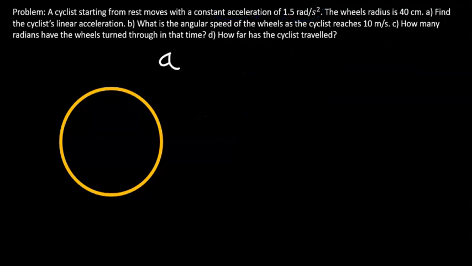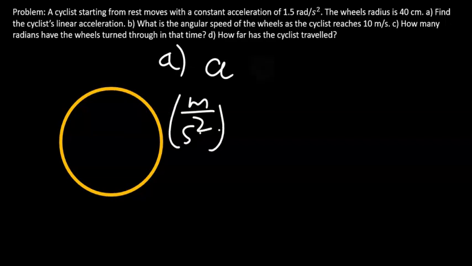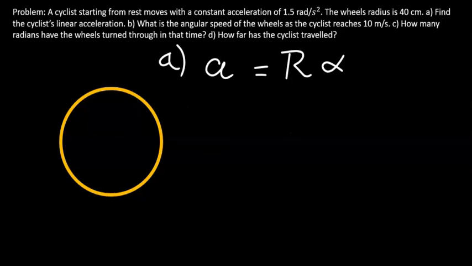So let's do part A. What is the cyclist's linear acceleration? So linear acceleration is a, the unit of which is meter per second squared. Now the linear acceleration here is related to the angular acceleration in the following manner. So this is the angular acceleration, and this is the radius of the wheel. Suppose this is the wheel and the radius is r, and it's turning like that.